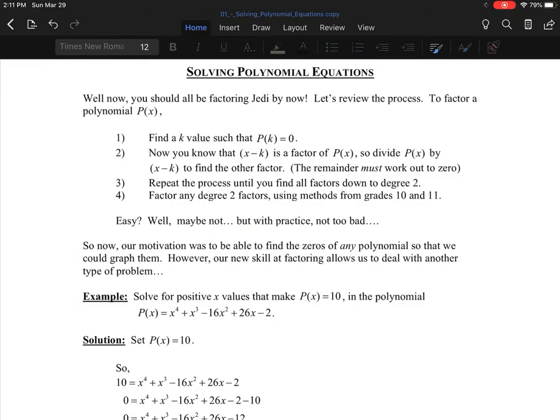By now, you should be factoring Jedi. You should have done enough factoring practice that the process is pretty complete. If it's not, here comes more of it. You've got to get this process down.